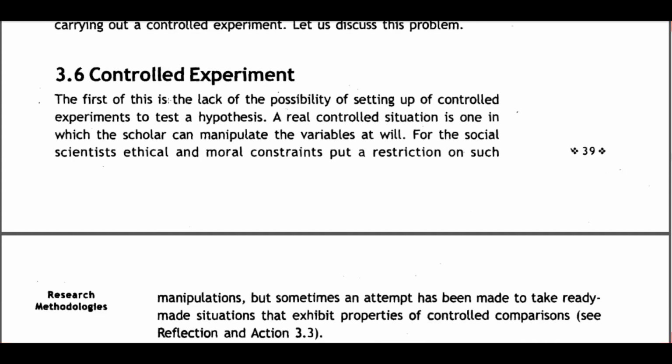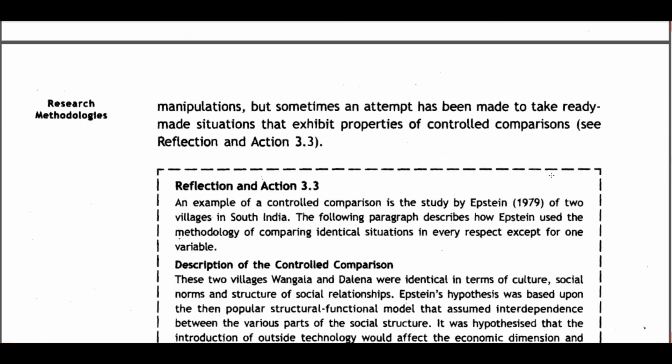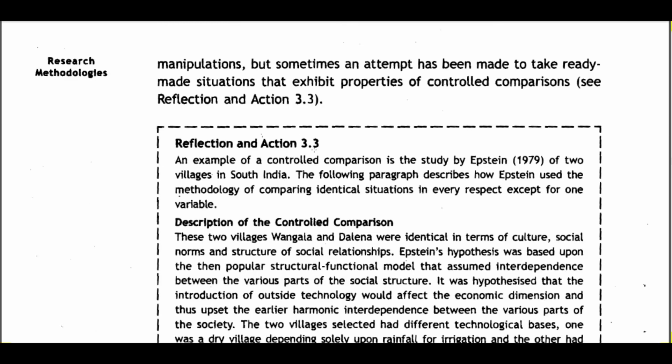3.6 Controlled experiment. The first of this is the lack of the possibility of setting up controlled experiments to test a hypothesis. A real control situation is one in which the scholar can manipulate the variable at will. For the social scientists, ethical and moral constraints put a restriction on such manipulations, but sometimes an attempt has been made to take ready-made situations that exhibit properties of controlled comparisons. See Reflections and Actions 3.3.